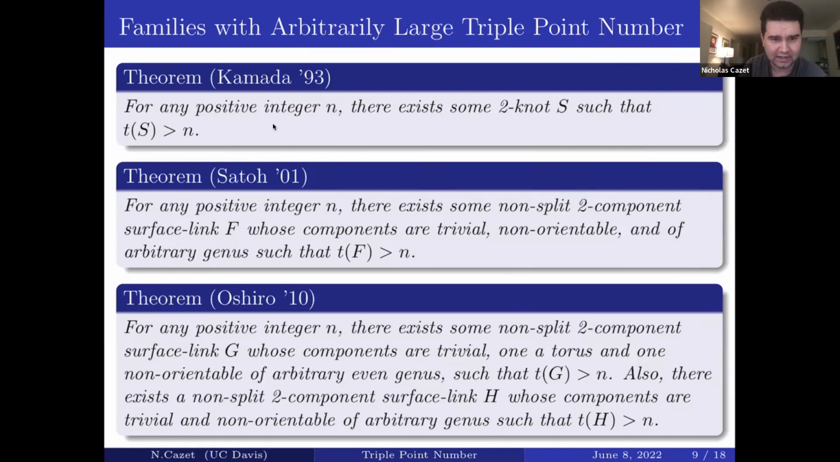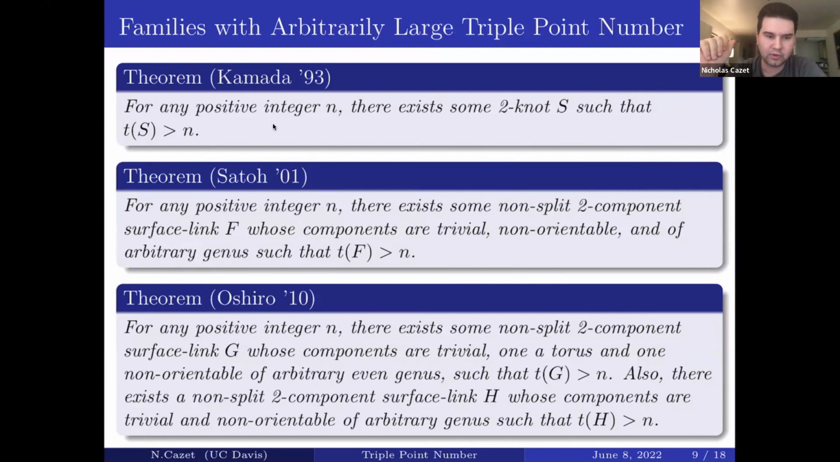And there were some results that expanded this. For any positive entry, there's a 2 component surface link with this property. So one is trivial, they're both trivial and non-orientable, and you can pick their genus, but could you increase the number of components here? And later Oshiro showed that you can have one component be a torus and then the other have even genus as long as it's non-orientable.